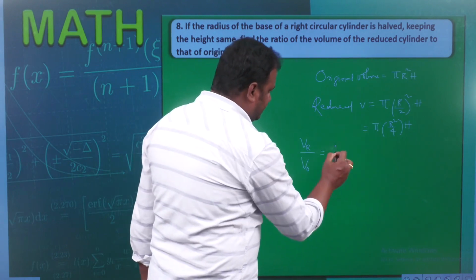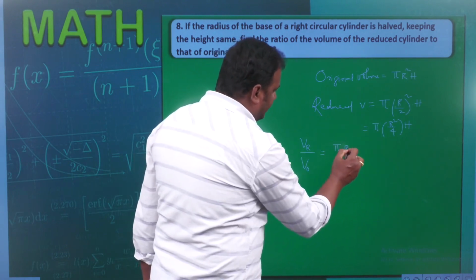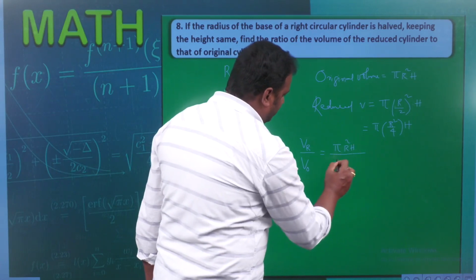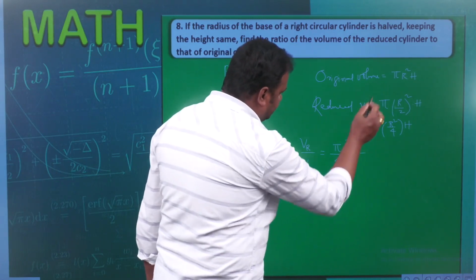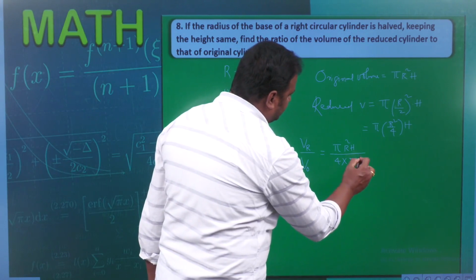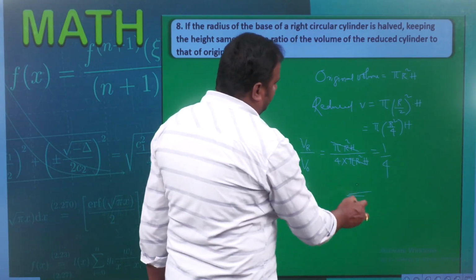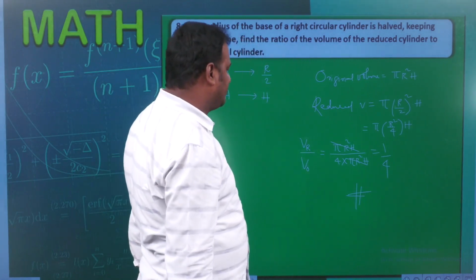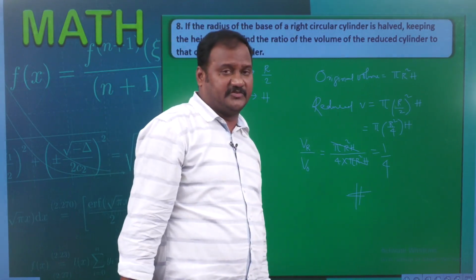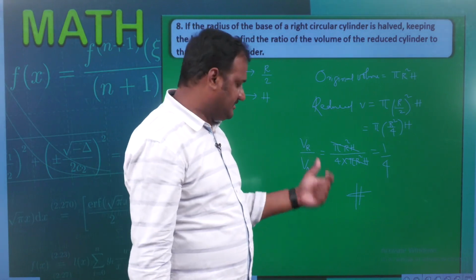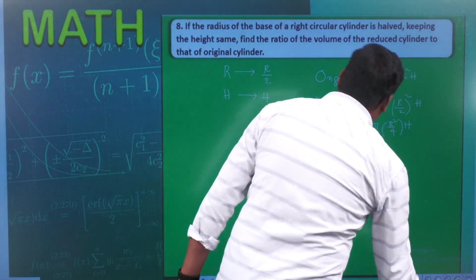Volume reduced is pi r square h by 4 divided by volume of original, which is equal to pi r square h. So pi r square h is cancelled. Then the ratio of the volume of the reduced to the original is going to be 1 divided by 4. As simple as that. So moving on to the next one.